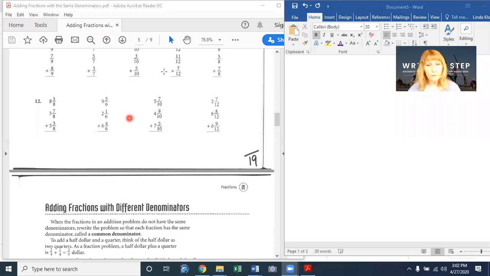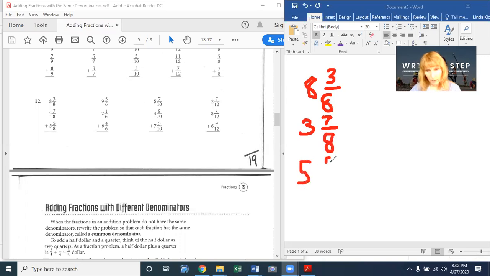So we have 8 and 3/8, and 3 and 7/8, and 5 and 5/8. And we add that all together.